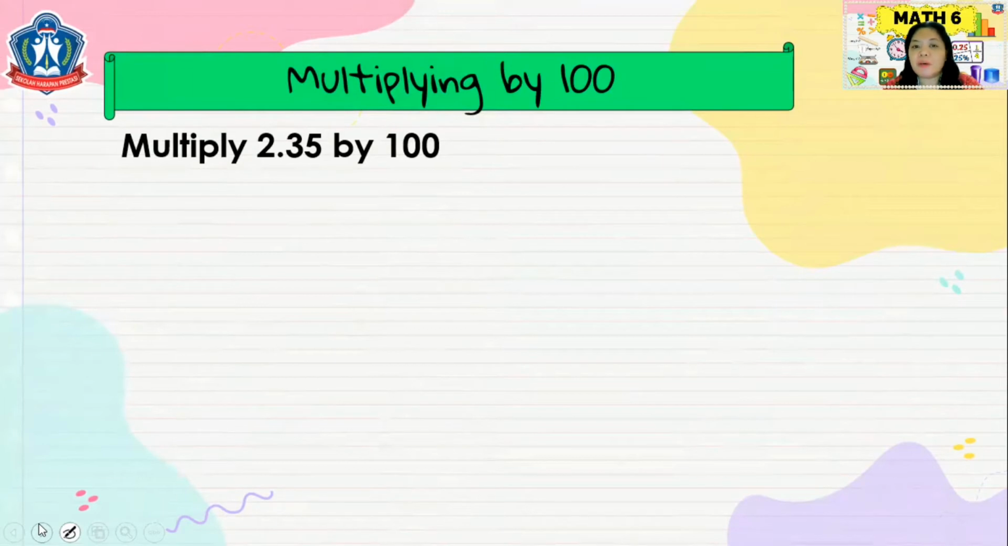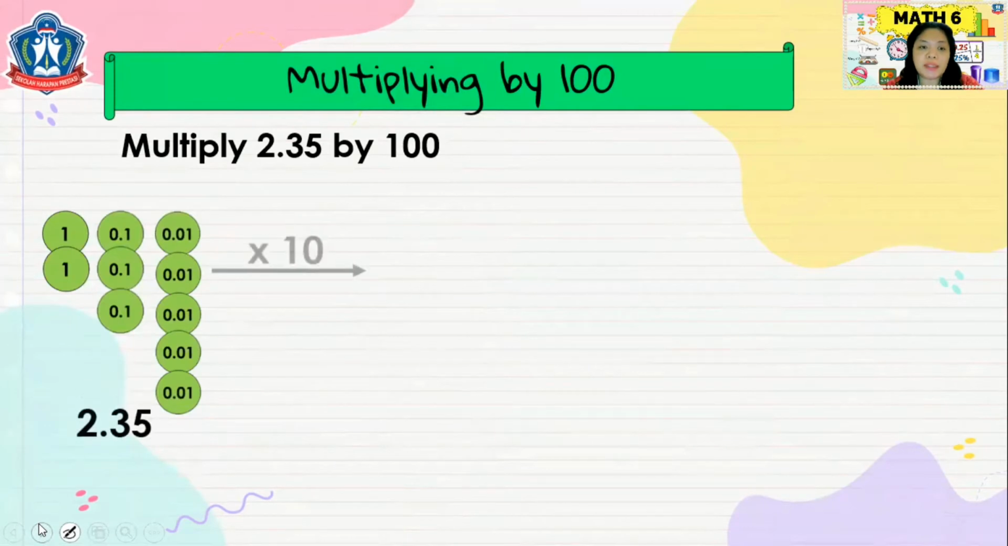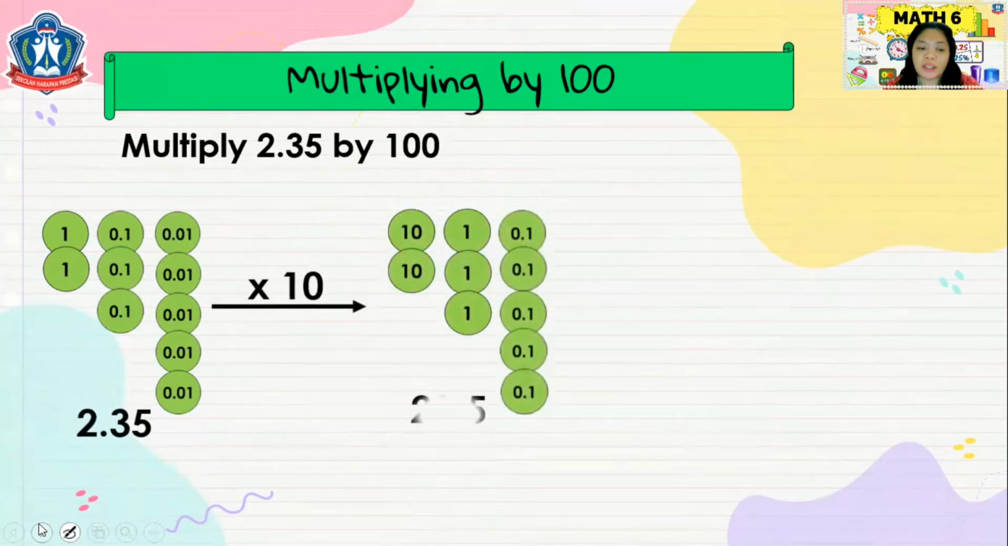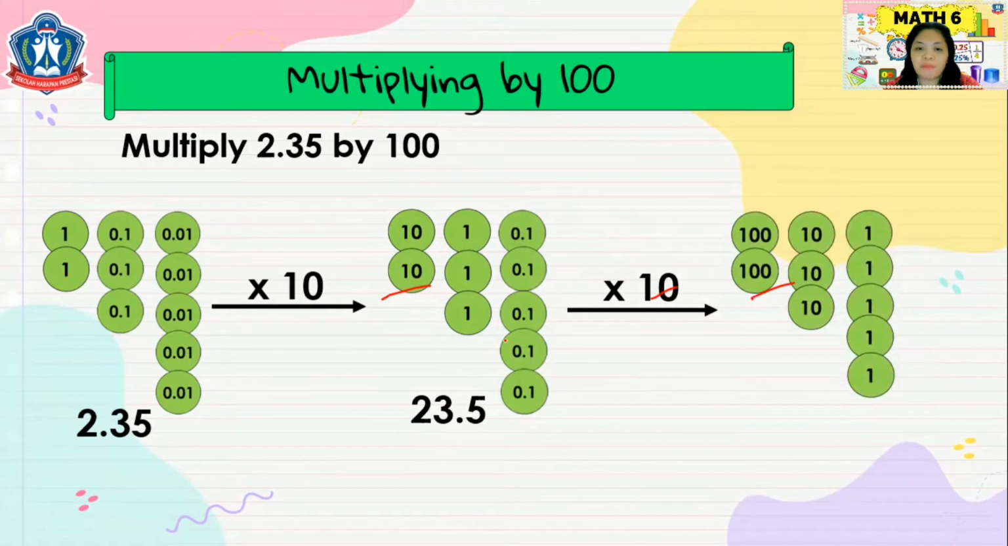Now again, multiplying by 100 is just the same as multiplying by 10 two times. So 2.35 multiplied by 10, again, that is equal to 23.5 as earlier, right? Now let's multiply it by 10. So 20 multiplied by 10 is 200, right? So 200. 3 times 10 is 30. 0.5 times 10 is 5. So we have 235. So what happened to our answer? We move the decimal point to the right again. So we don't have a decimal place now. We have a whole number.